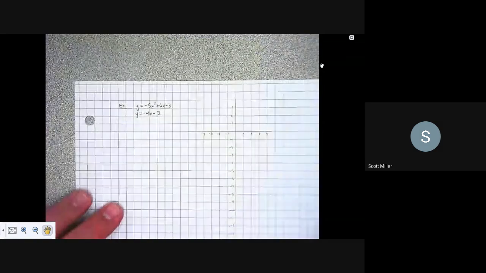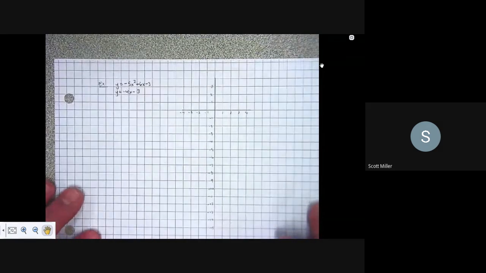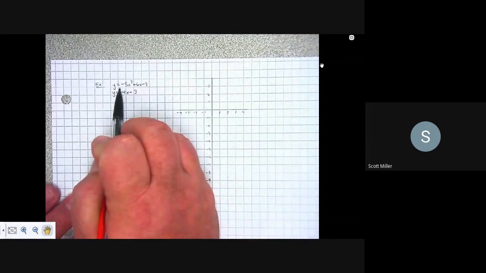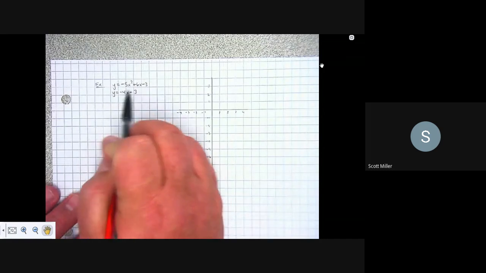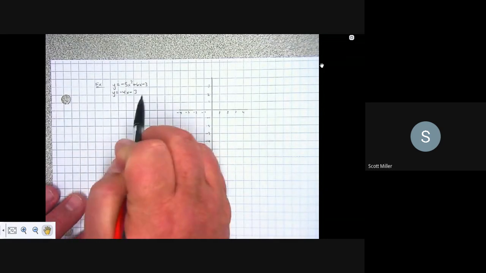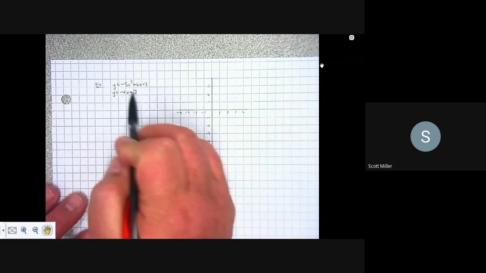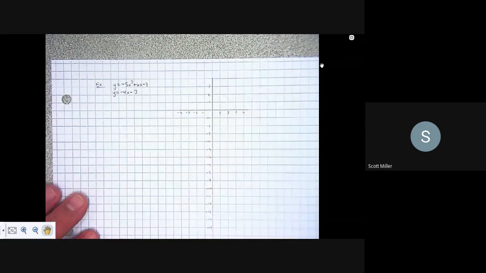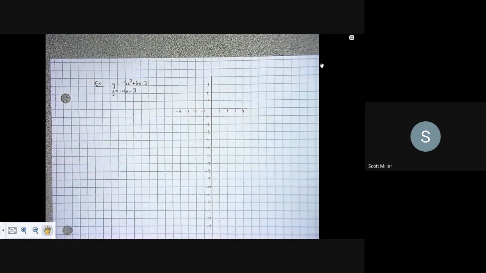So I have an example that I'm going to show you and walk you through. So here we go. In this example right here, my system is a quadratic, negative 5x squared plus 6x minus 3, and a line, negative 4x minus 3. And I'm going to graph those and see if I can figure out the points of intersection.